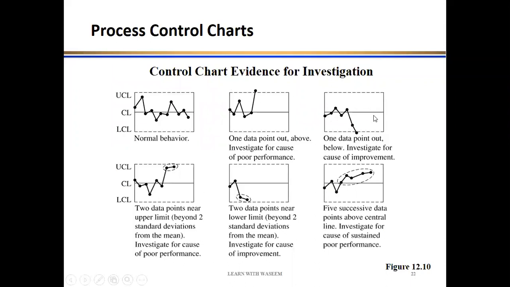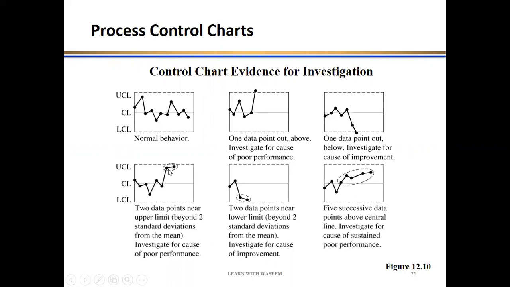In the third part of this figure, you can see that one point is below the lower control limit. So again, we can say that this point or this process is out of control. So we will have to investigate for the cause of improvement. We will have to investigate the cause of poor performance here, but if it is below the line, then we will investigate for the cause of improvement. Okay, now let's move toward this part.